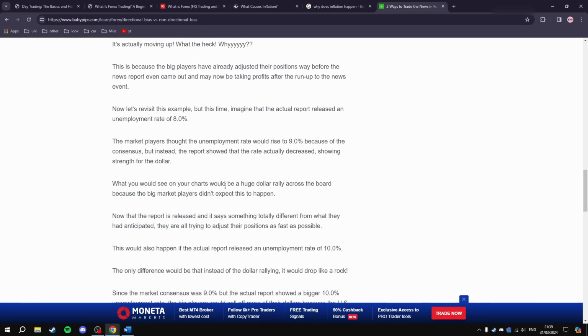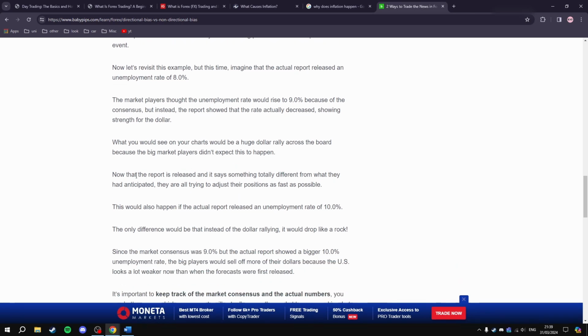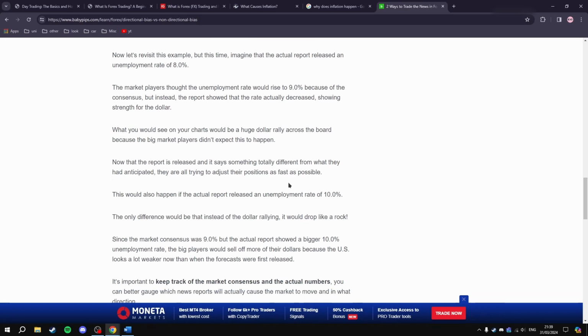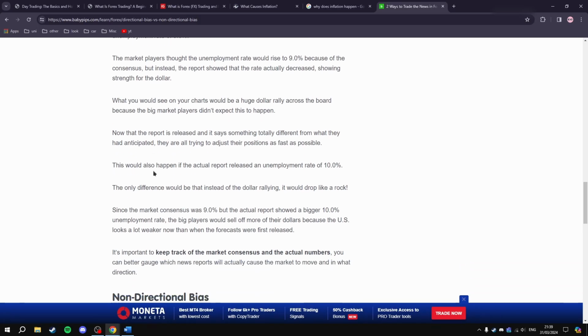What you would see on your charts would be a huge dollar rally across the board because the big market players didn't expect this to happen. Now that the report is released and it says something totally different from what they had anticipated, they're all trying to adjust their positions as fast as possible. This would also happen if the actual report released an unemployment rate of 10%. The only difference would be that instead of the dollar rallying, it would drop like a rock.